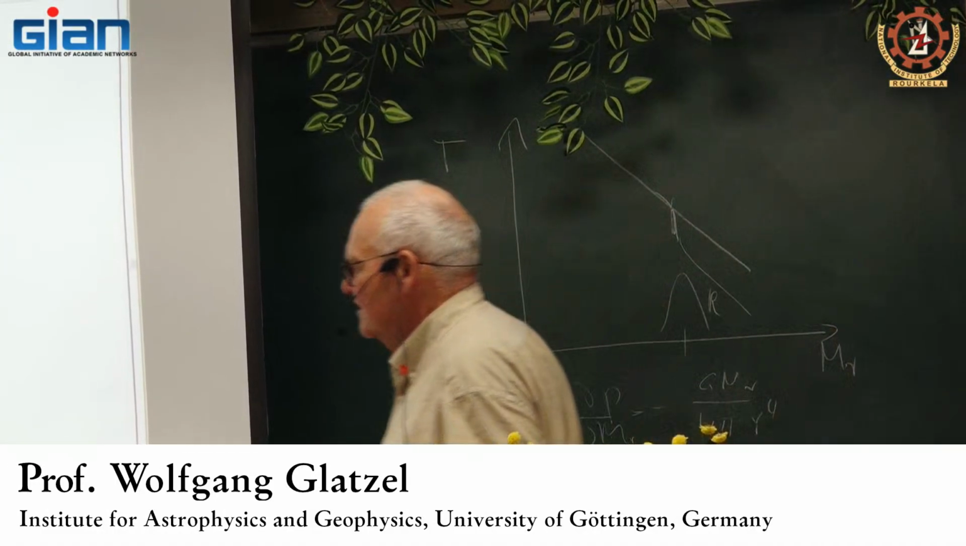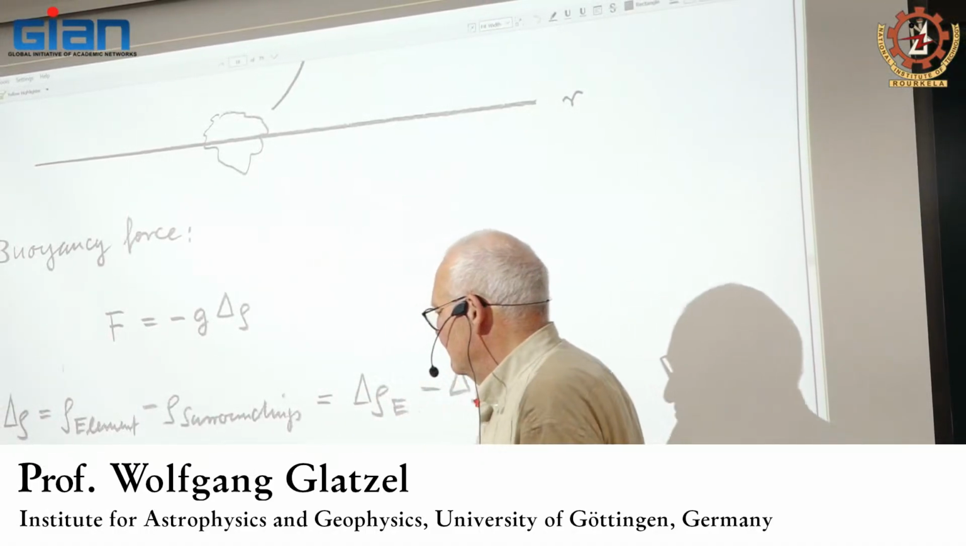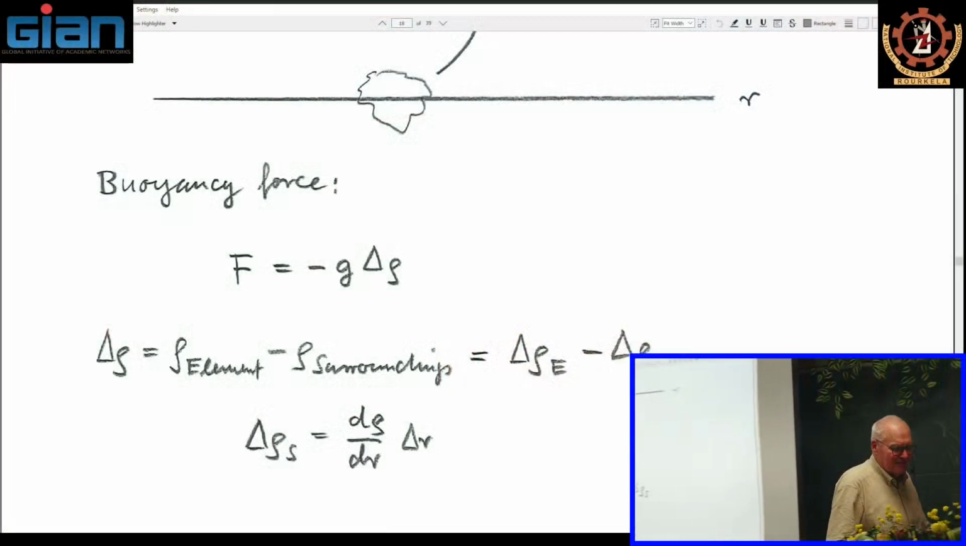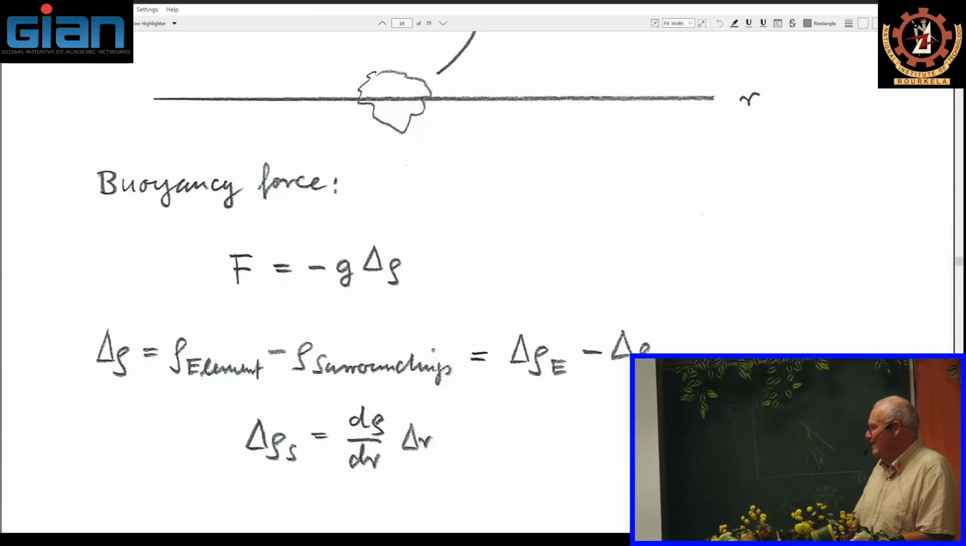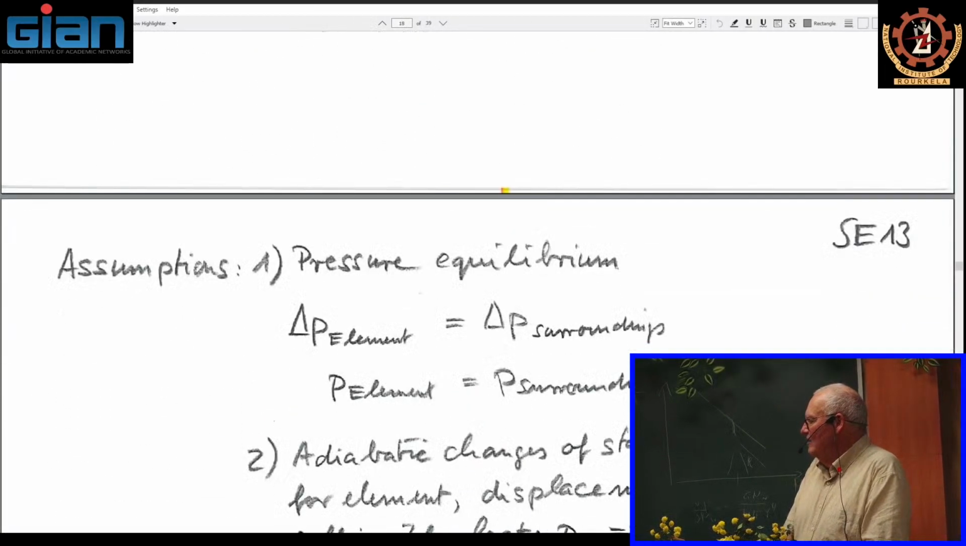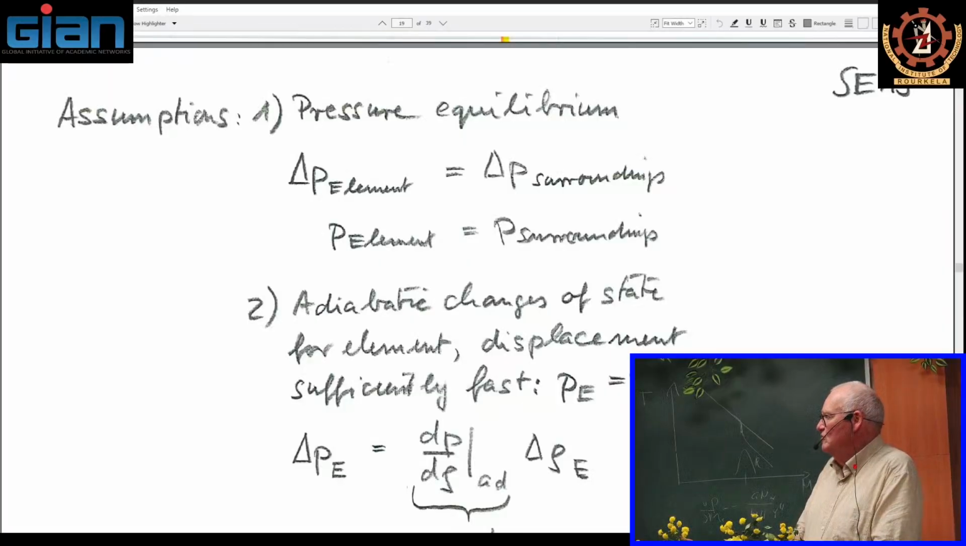We convinced ourselves how the change of the density of the surrounding goes. It's d rho by dr times delta r. What about the change of density of the element? To derive the change of the density of the element, we have to introduce some assumptions.